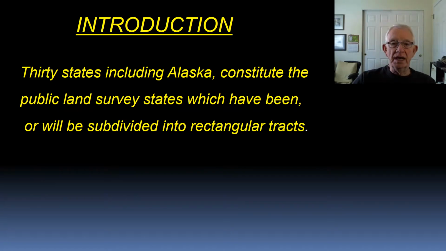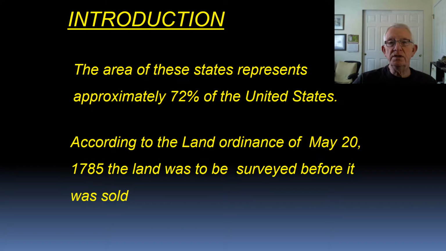Thirty states, including Alaska, constitute the Public Land Survey states, which have been or will be subdivided into rectangular tracts. The states that are left out of this are basically the original 13 colonies, Texas, and Hawaii. So let's move on. Approximately 72% of the United States is governed by the Public Land Survey System. According to the Land Ordinance of May 20th, 1785, the land needed to be subdivided before it was sold.